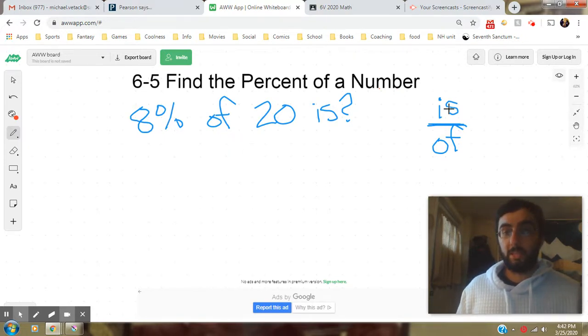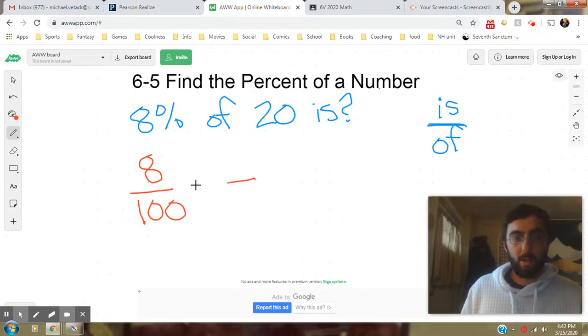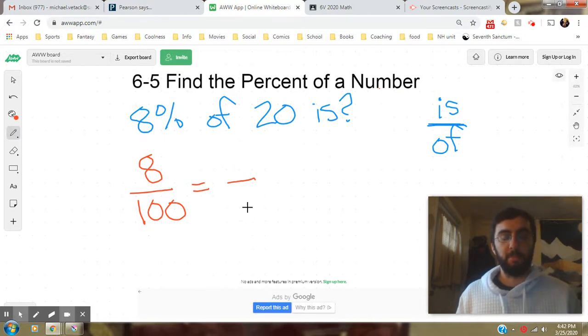So using this is over of method, we would look at this and say 8%. We can write 8% as a fraction. Remember, we're trying to be exact, so all fractions are over 100. So 8% as a fraction is 8/100ths, or 8 over 100. Now we have to figure out where to put this 20. Is it going to go on the top of this fraction in the numerator, or on the bottom in the denominator?